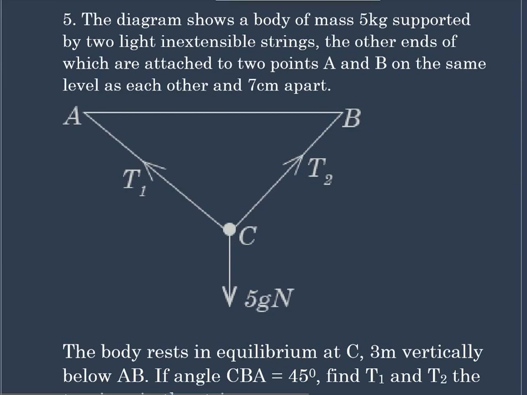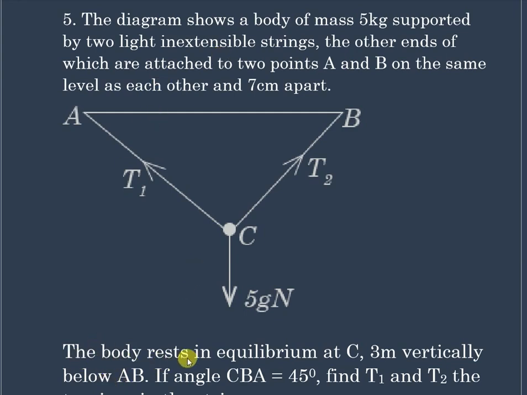This is another example, guys. The diagram shows a board of mass 5 kilograms supported by 2 light inextensible strings, the other ends of which are attached to 2 points A and B on the same level as each other and 7 centimeters apart. That means that AB is 7 centimeters. So you have fixed the strings at A and B, and they are hanging in equilibrium.